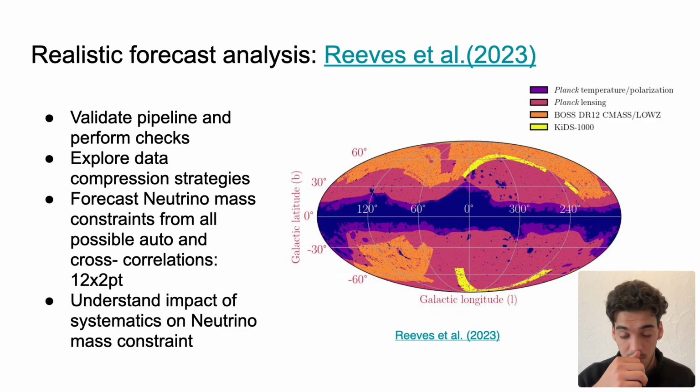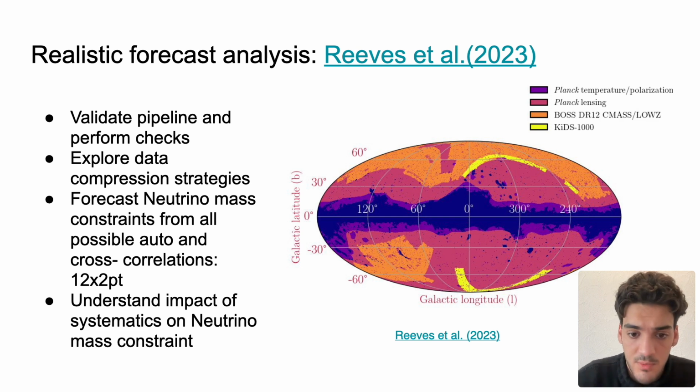Okay, so to get more specific about the paper that we put out last year, this was a forecast analysis for 12 different 2-point functions. And the main idea was to validate the pipeline, so ensure that we recover the input cosmology when we run everything end to end, and also to forecast some neutrino mass constraints. And as you'll see, we also explored some of the impacts of systematics on our neutrino mass constraints.